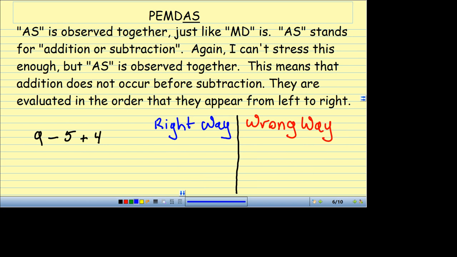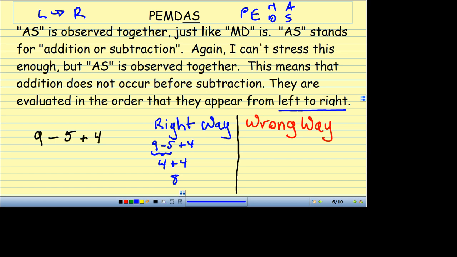Same thing with addition and subtraction. They're also observed together. It's just like multiplication and division. Whichever one you see, looking from left to right. Because the way it would really be helpful to write your order of operations is like that. First one you see from left to right. So let's do this one. 9 minus 5 plus 4. Looking at everything, the first thing I see from left to right, boom, right there, 9 minus 5. And now, 4 plus 4?